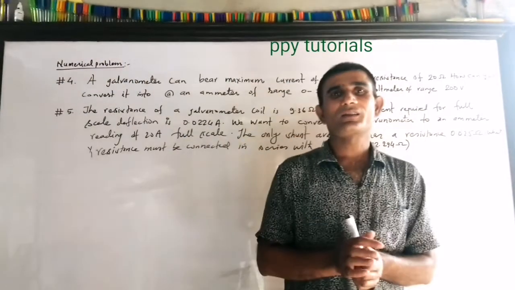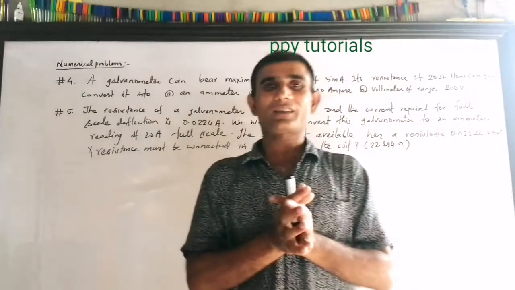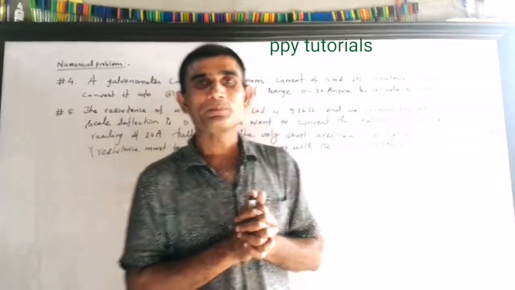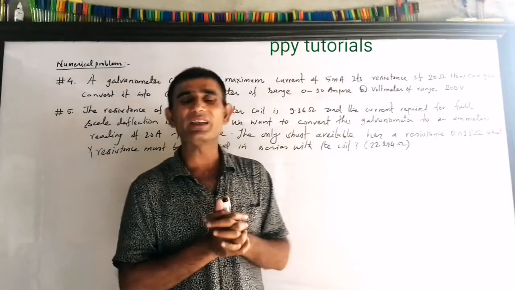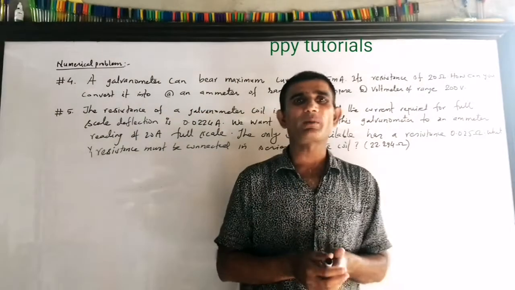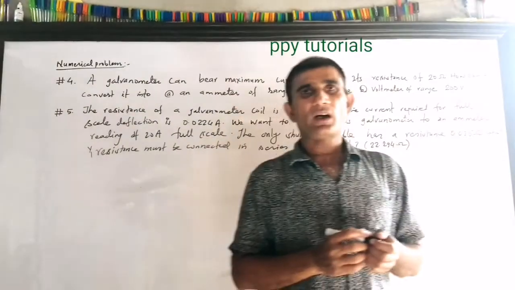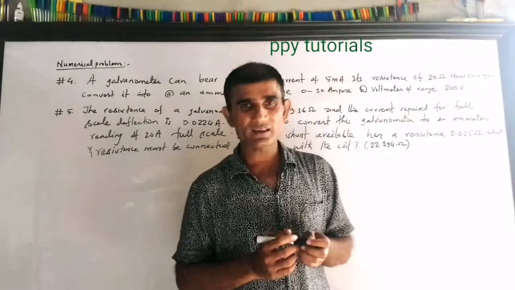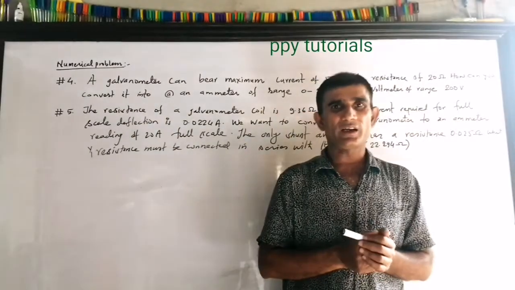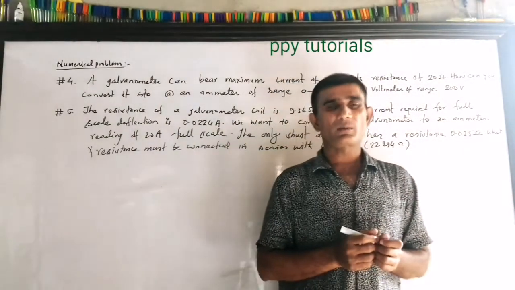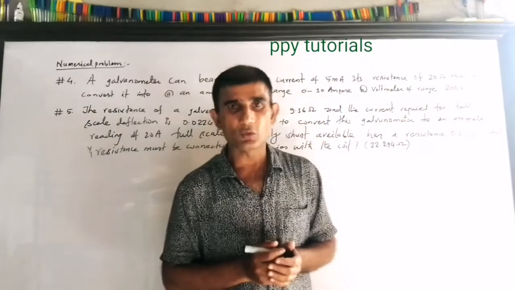Okay, students. So today let's start the numerical problem. That's part 2. In the first part we discussed the sum problems, 3 problems actually, which were related to Ohm's law. And I think you enjoyed that lesson. And today we are going to discuss the next questions. First we will discuss the conversion of galvanometer into ammeter and voltmeter.